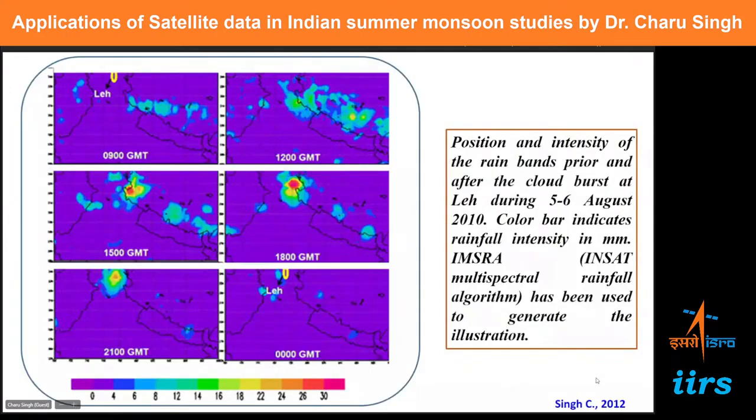Okay, the potential of the satellite dataset is depicted for the Leh cloudburst event, and it is noted here that the propagation of the rain bands in this region was nicely captured by the satellite-based dataset.